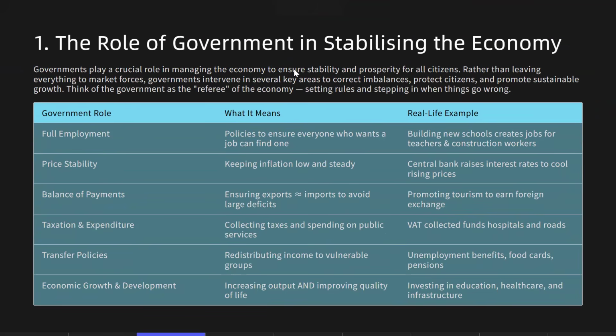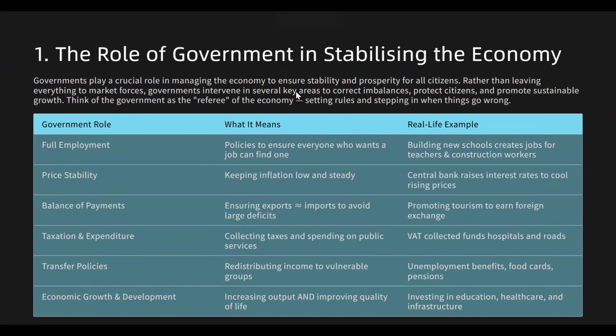The role of the government in stabilizing the economy. Right, so the government has a few roles that they have to play when it comes to stabilizing the economy. Right? They are the ones in charge. So they are the ones that have to put certain things in place to ensure that the economy runs smoothly, so that persons are able to use the resources to satisfy their unlimited wants. And by the end of the day, that's what it's all about, right?